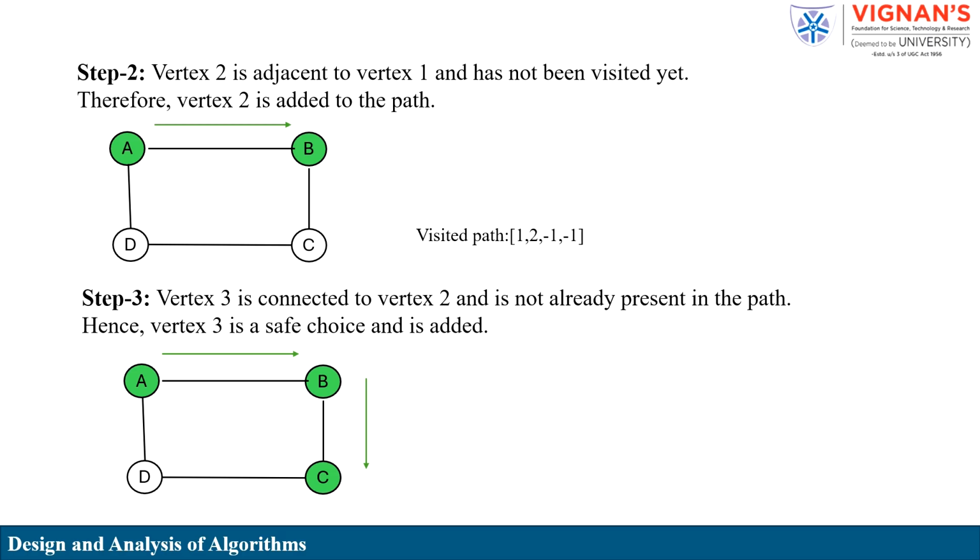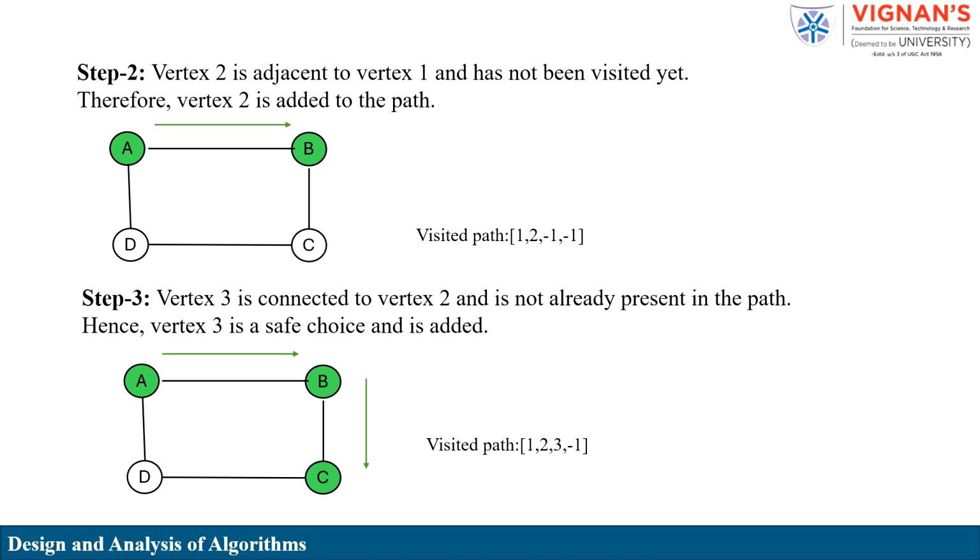Step 3. Next, we consider vertex 3, labeled as C. Vertex C is directly connected to vertex B, and it has not already been included in the path. Since vertex C is adjacent to the previously visited vertex and has not been visited before, it is a safe and valid choice to continue the Hamiltonian path. Thus, vertex C is added to the path.